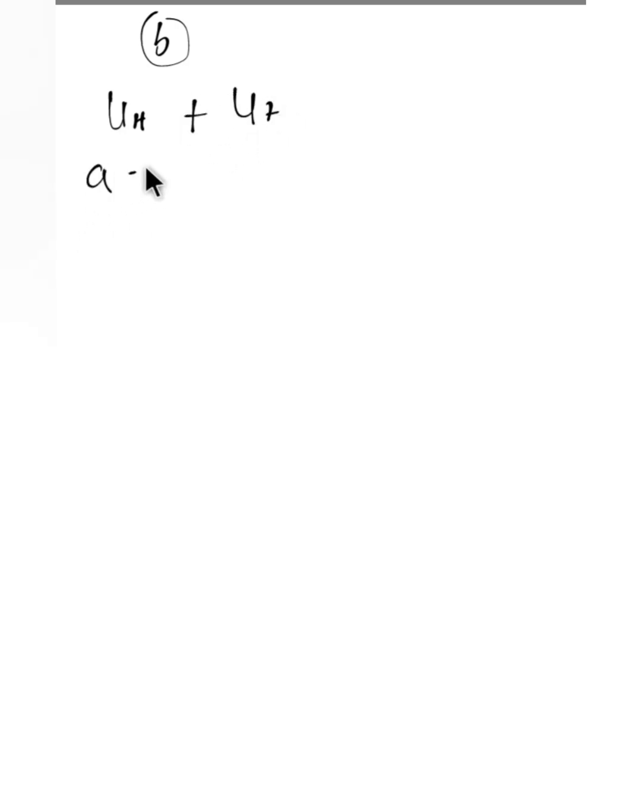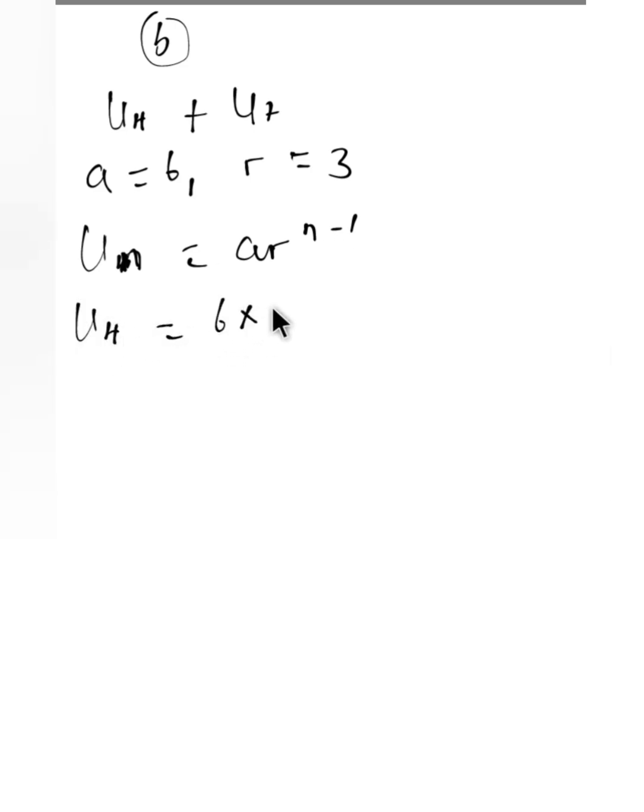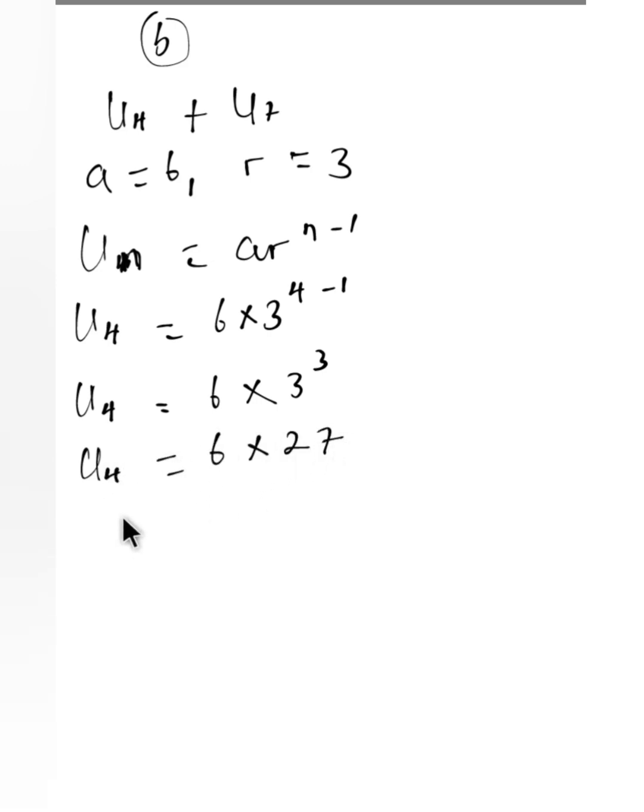Now a remains 6 and r remains 3. un is equal to ar^(n-1). So u4 is equal to 6 times 3 raised to power 4 minus 1. u4 is equal to 6 times 3 raised to power 3. u4 is equal to 6 times 27. u4 is equal to 162.